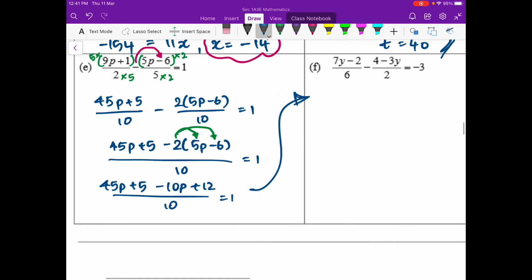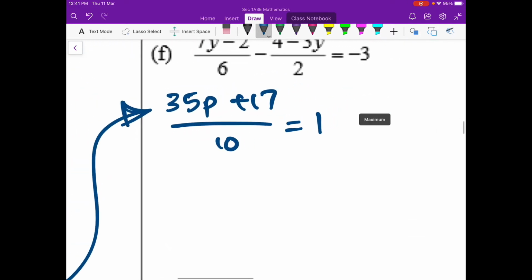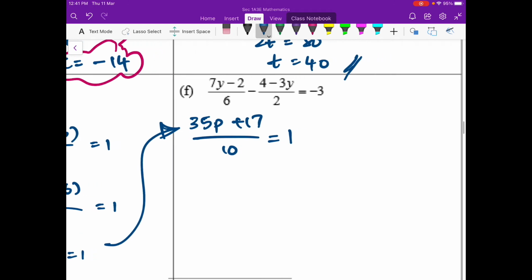35p plus 17 over 10 equals to 1. So how do we continue from here? Something divided by 10 equals to 1. What can you tell me about the numerator? What does that imply for the numerator? 10. It has to be 10 also, right? It has to be the same number divided by the same number to give us 1. Which means that the numerator is 10.